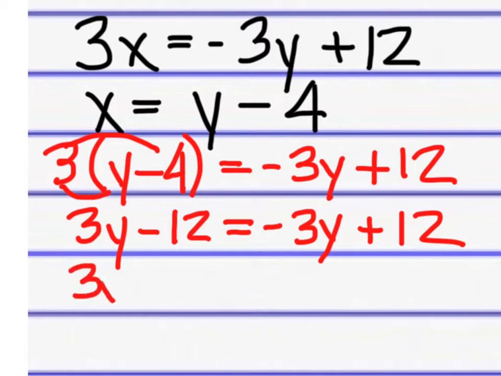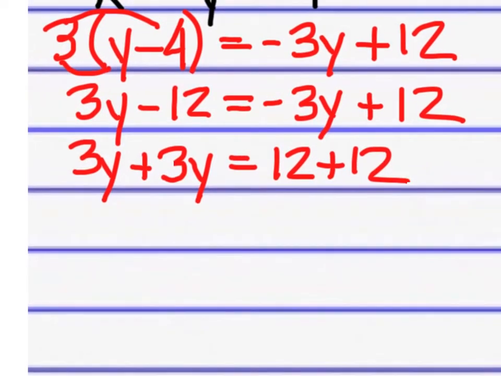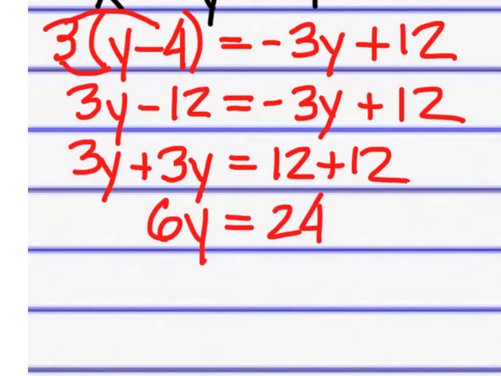We will move this negative 3y to this side and make it plus 3y. And then move this minus 12 to the right, make it plus 12. When I simplify both sides, what do I get? That's right, 6y equals 24. And what do I have to do to get y?